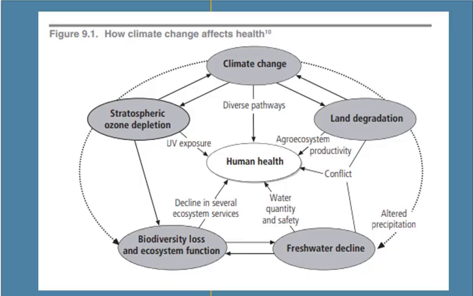This is figure 9.1 from the text. This showing how climate change has an impact upon human health and the interrelationships between some of those different factors like land degradation, freshwater decline, biodiversity loss, and then, of course, how that impacts human health. It's a complicated situation.